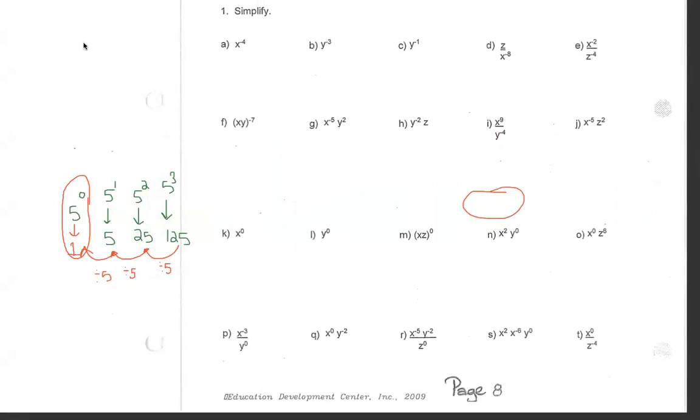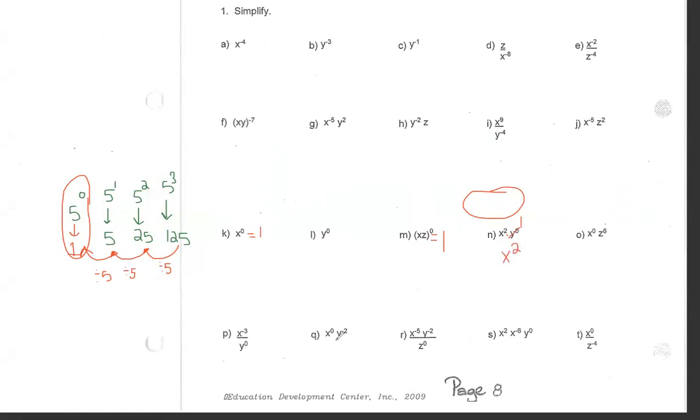So just to give you a few examples here. K, X to the 0 power, answer 1. Right here, M, XZ to the 0 power, answer 1. Awesome. N right here, X squared times Y to the 0 power. Y to the 0 power is just 1. Cancel that, make a 1. So your answer is just X squared.